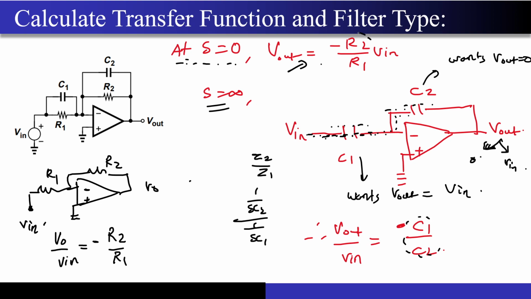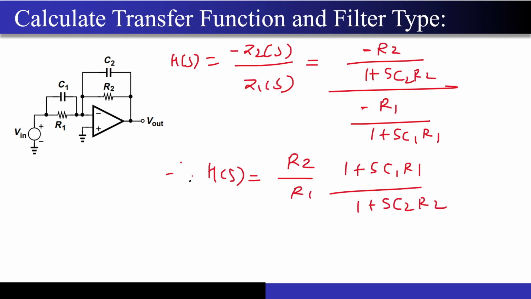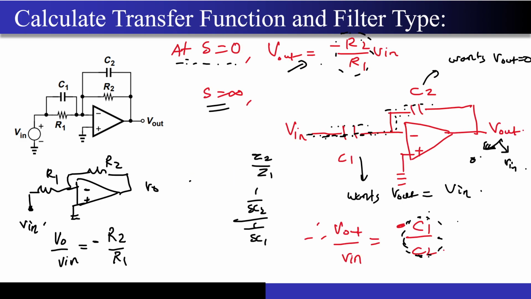At low frequencies, I am getting R2 by R1. At higher frequencies, I am getting C1 by C2. Correct? Now it will depend on the values of R2, R1, C1, C2 to see how the response will actually shape up. Right? Now this was just the intuitive understanding that we got.